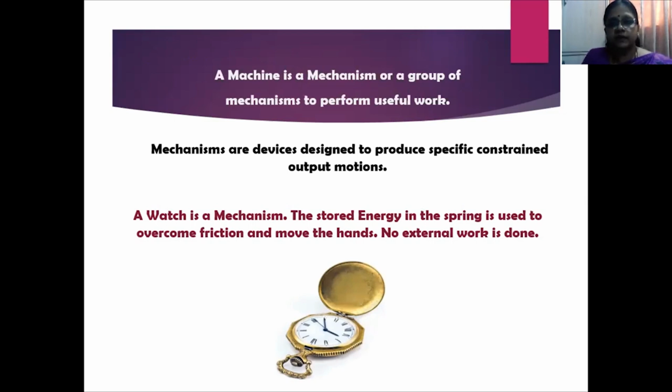Starting with the fundamental concept of a machine. A machine is a mechanism or a group of mechanisms to perform useful work. Then what is a mechanism? Mechanisms are devices designed to produce specific constrained output motions. For example, a watch is a mechanism. The stored energy in the spring is used to overcome friction and move the hands. Here, no external work is done.